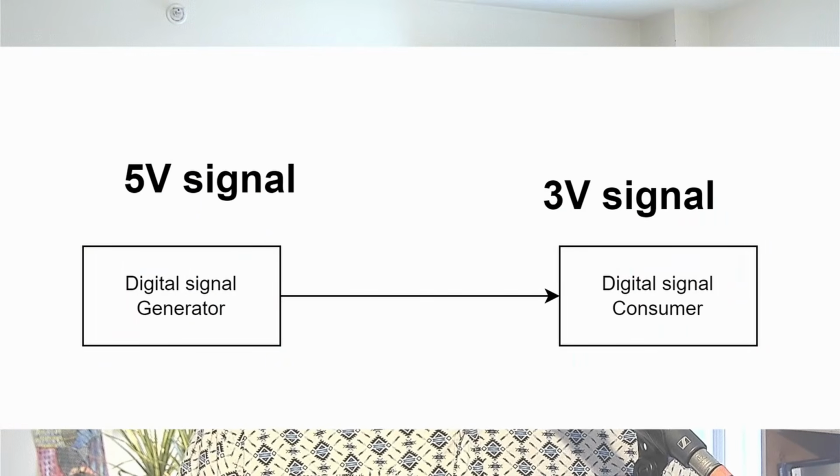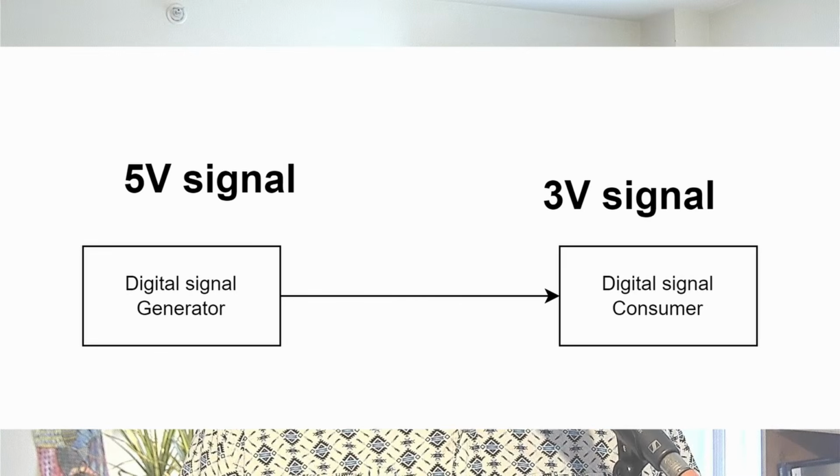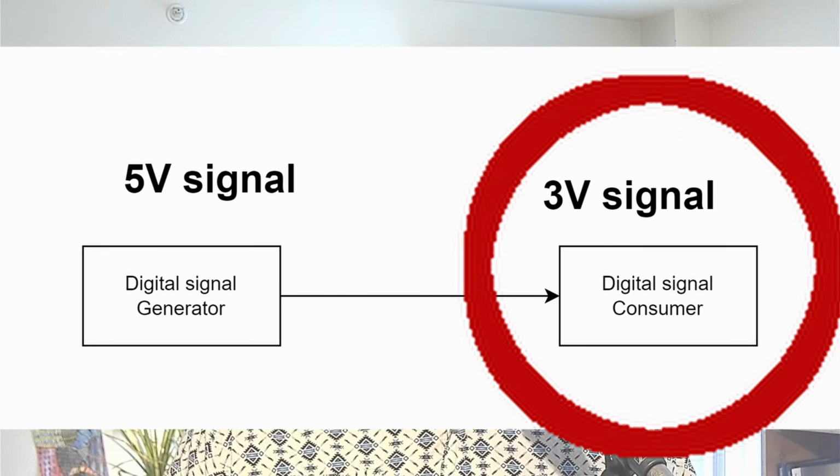If you do it the other way around, if you put a 5 volt signal in something only designed for 3 volts, you may actually damage it. So you have to be very careful when you're selecting voltage levels. That applies to digital circuits. It also applies to analog circuits.